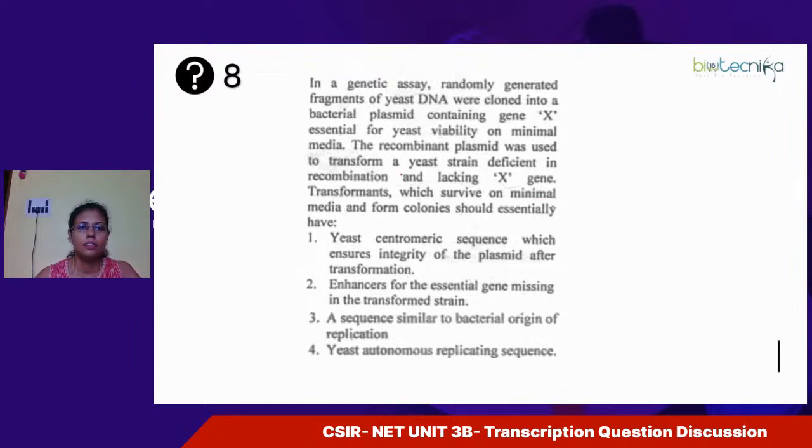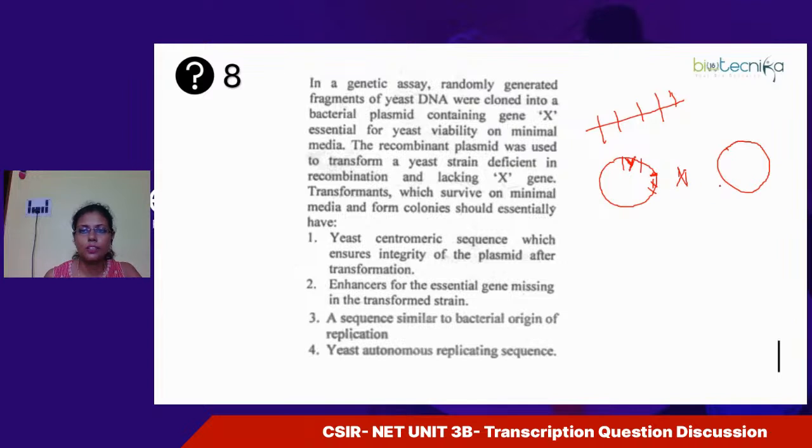Essential for yeast viability on minimal media. The recombinant plasmid was used to transform the yeast strain deficient in recombination and lacking the X gene. So what are you doing? You have the yeast DNA, you're fragmenting it, right? And then you're incorporating it into a bacterial plasmid which already contains this X gene and a portion from this yeast chromosome you are incorporating, right? Now you are going for a recombination with another plasmid where there is no X gene. Okay? There's no X gene here.